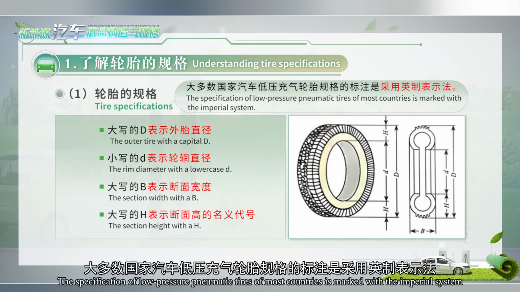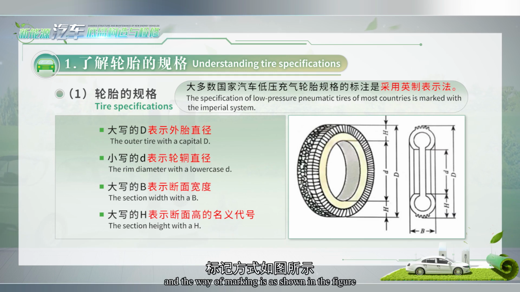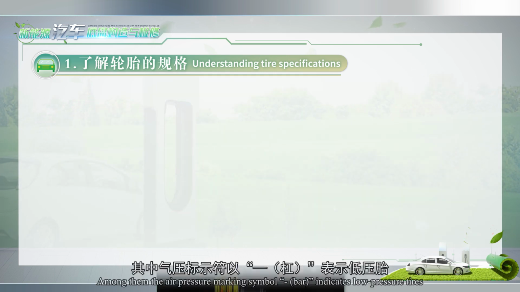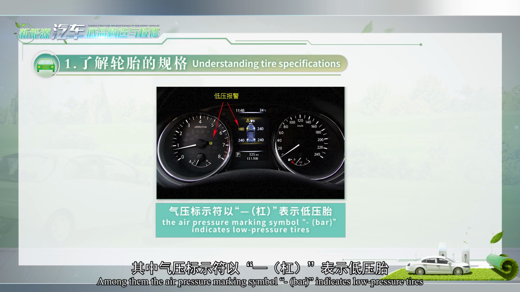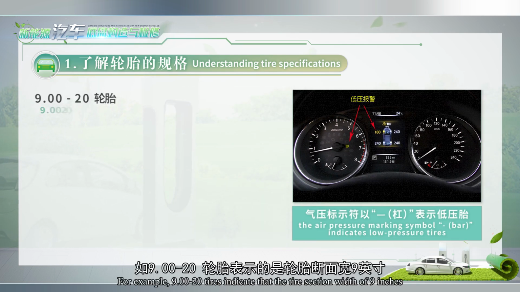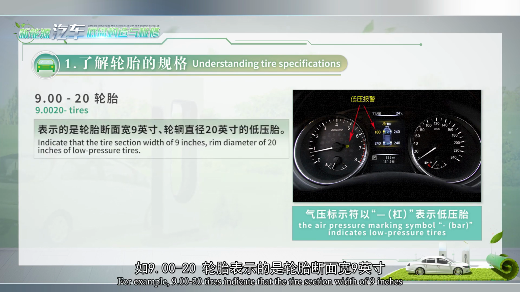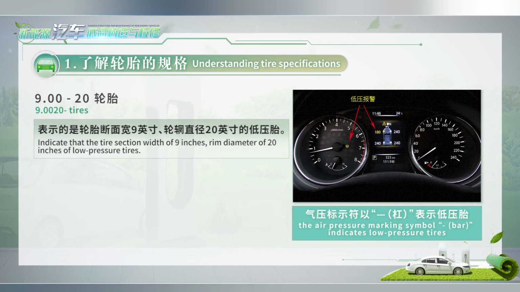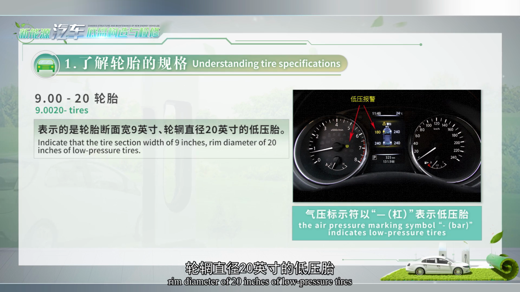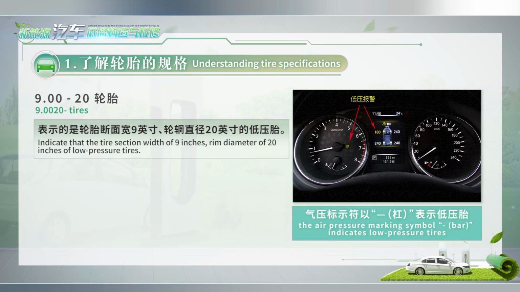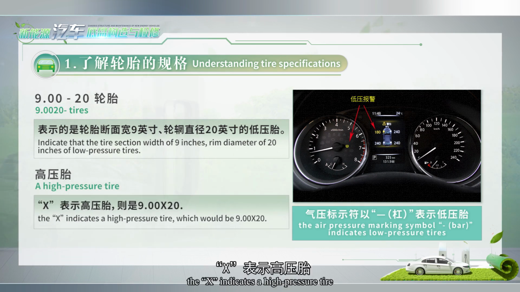The specification of low-pressure pneumatic tires of most countries is marked with the imperial system, and the way of marking is as shown in the figure. Among them, the air pressure marking symbol bar indicates low-pressure tires. For example, 9.20-20 tires indicate low-pressure tires with a section width of 9 inches and a rim diameter of 20 inches. In the case of a high-pressure tire, the X indicates a high-pressure tire, which would be 9.00×20.